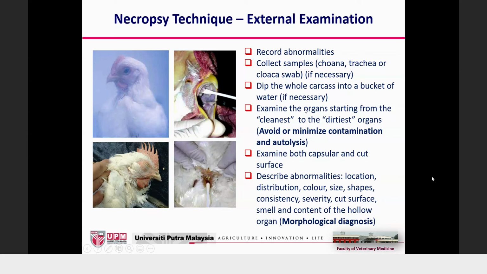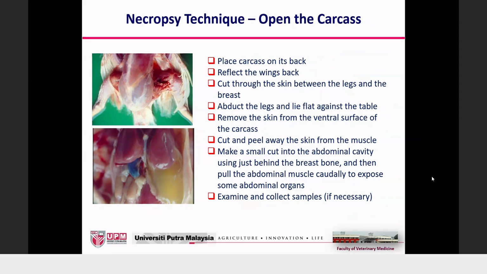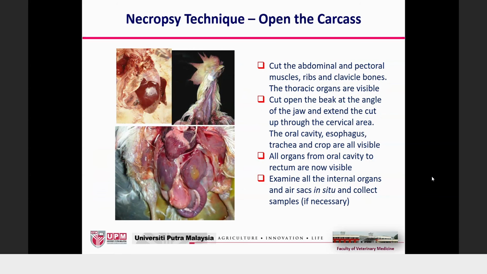Then, of course, you describe the abnormalities and come up with a morphological diagnosis. When you open the carcass, of course, this is a chicken as an example. But with ruminants, you have steps to follow to open the carcass. With monogastric animals, please remember, you have to follow the procedure as well. In this case, you open the abdomen, cover the beak, and then you can see all the organs, the cavity, the rectum is visible. Then examine all the internal organs in situ.